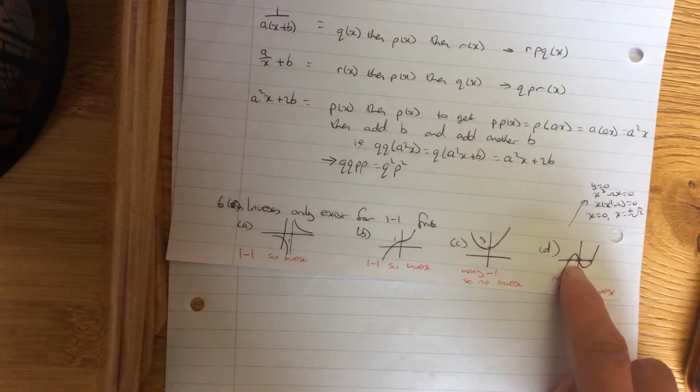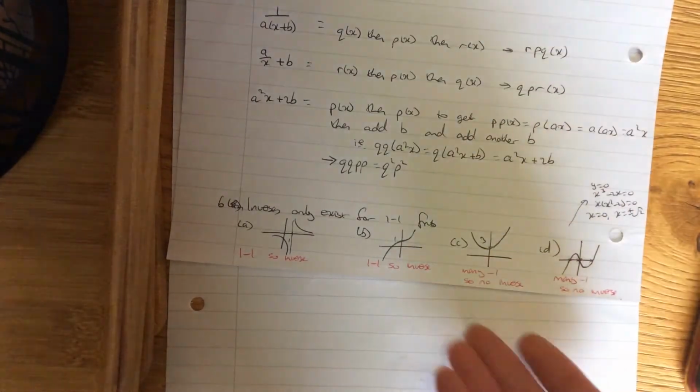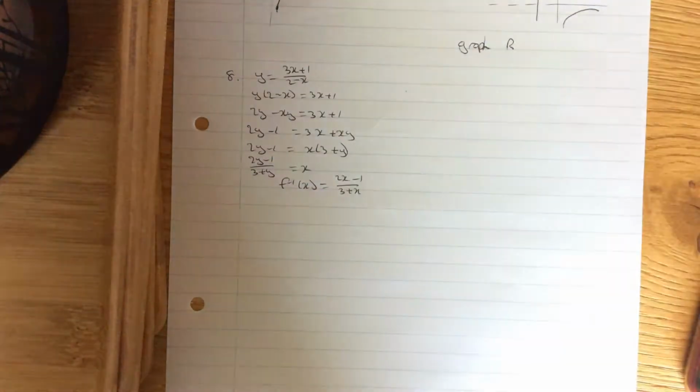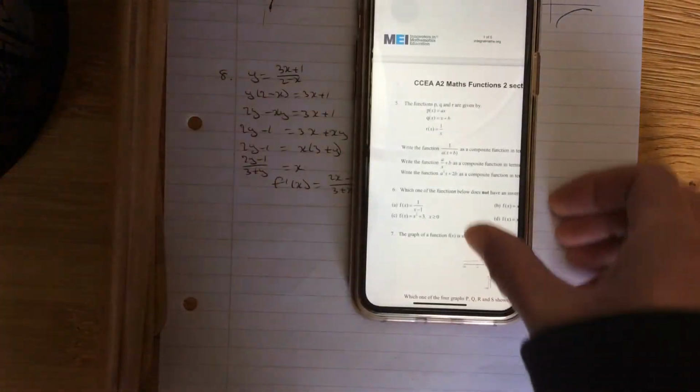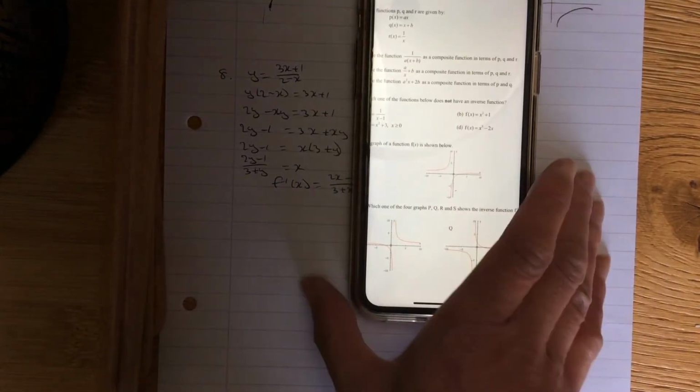And if you look at this, one y can get you two different x's. So it's a many-to-one, so no inverse exists. And the last question there, question 7. The graph of this inverse is shown beneath. So which one is it?